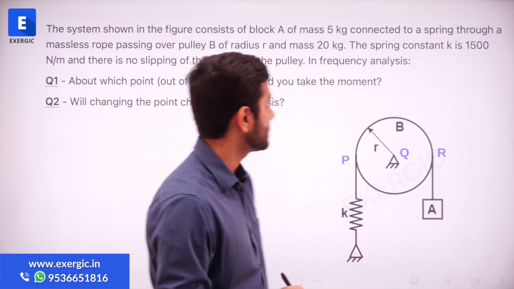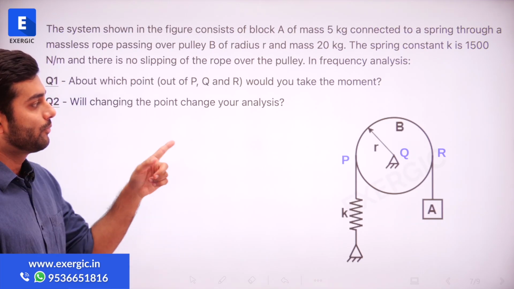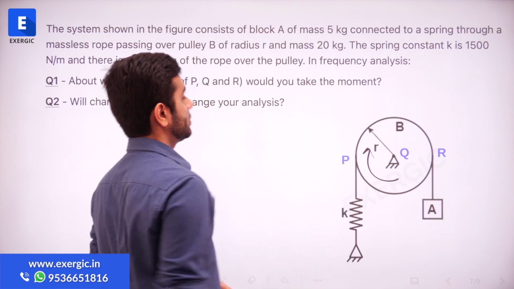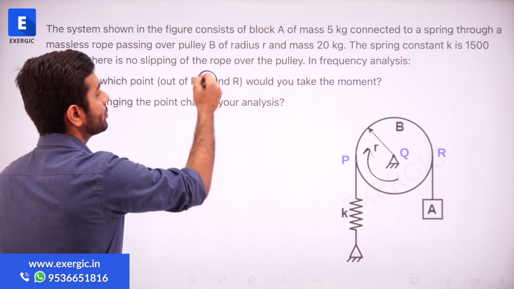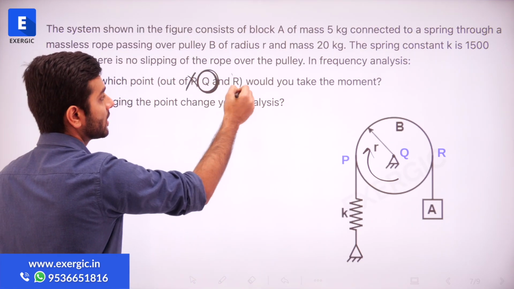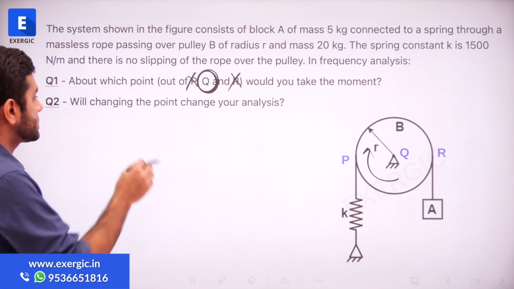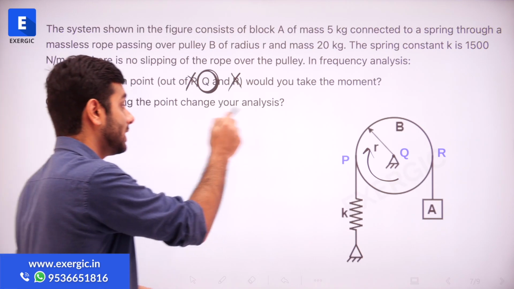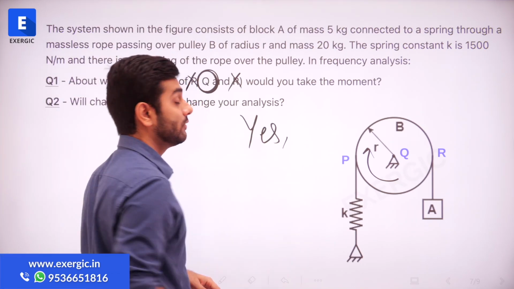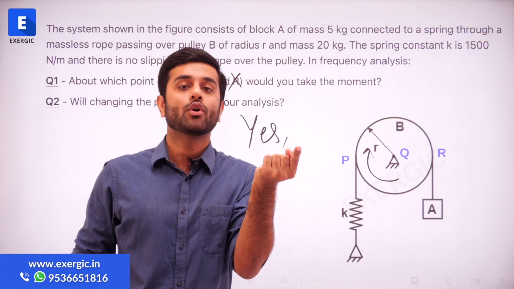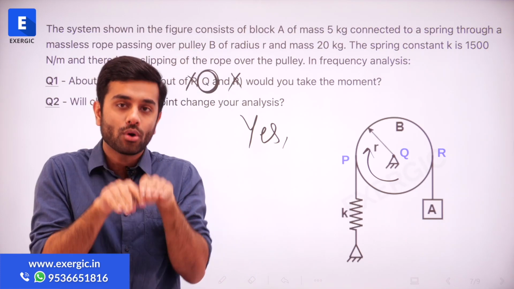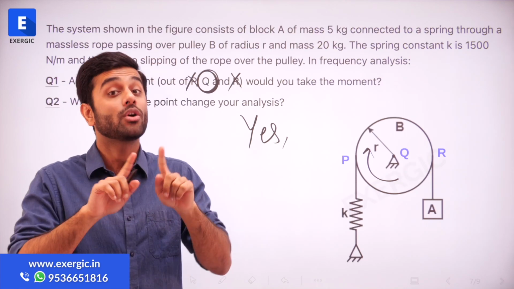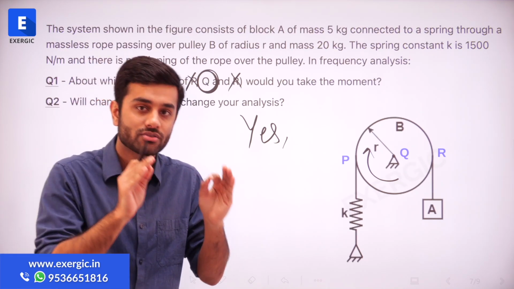Coming back to the analysis that we were doing to this question, out of P, Q and R, about Q, yes, as I told you, we can rotate. So the point about which we are going to take the motion is P and not Q and not R. And obviously question 2 got answered automatically. Will changing the point change your analysis? Yes. When the constraints are violated. If you are not following the constraint and violating them, then obviously it will change your analysis. You cannot do that. You have to comply with the constraints.